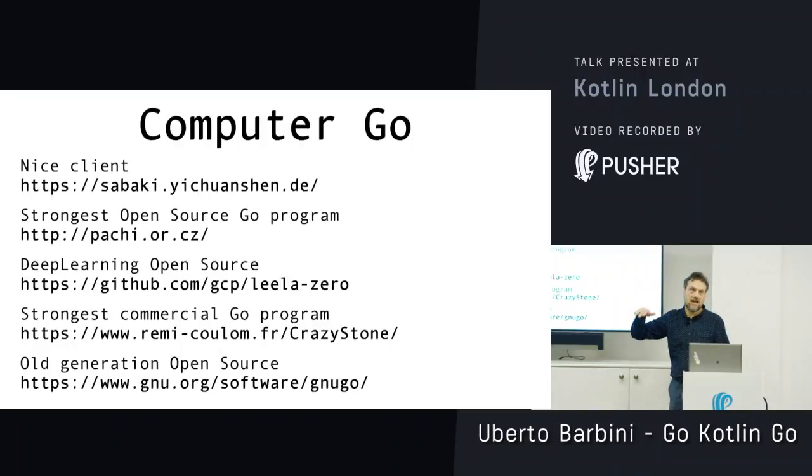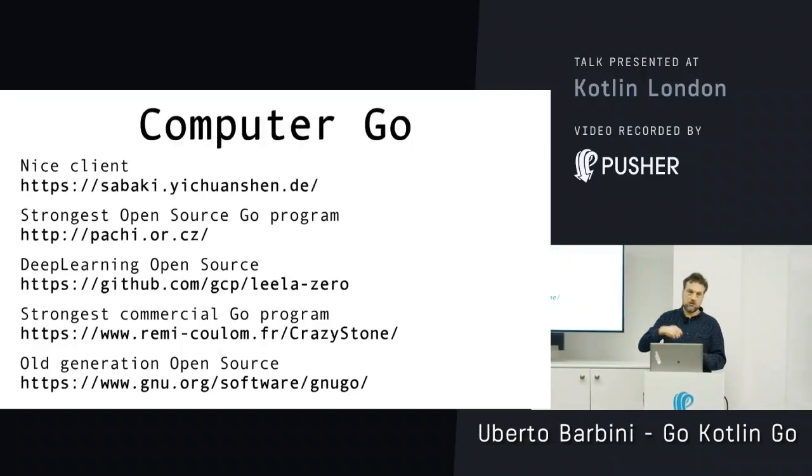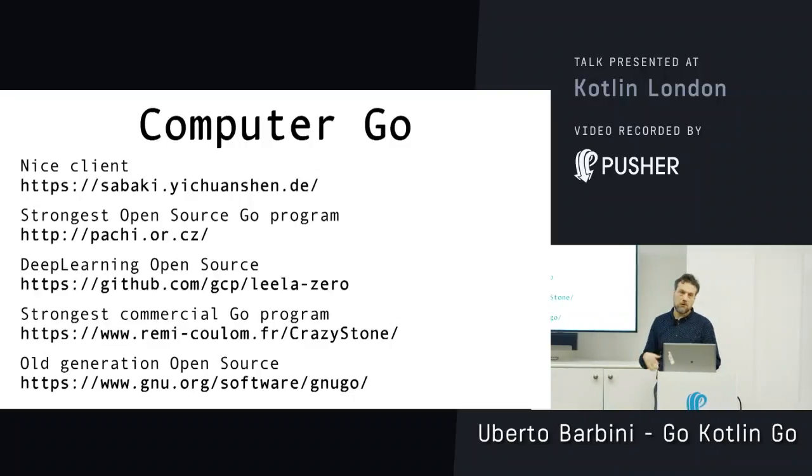The first one is a client, so it has no logic, but you can use it to play with other people or play against an engine. Pachi is the strongest open source engine. Leela Zero is the new one, which is based on deep learning, but it's open source, so it's kind of redoing what Google did. And it's really nice. I think at the beginning of this year it was still weaker than Pachi, but probably it will be stronger in the future. And Crazy Stone is a commercial program, the strongest.